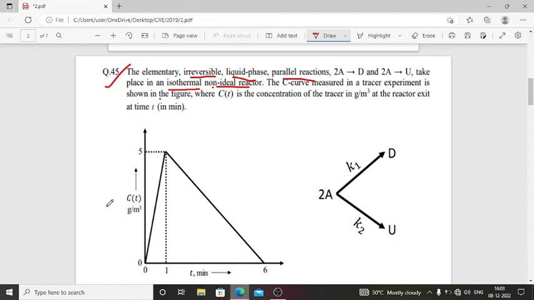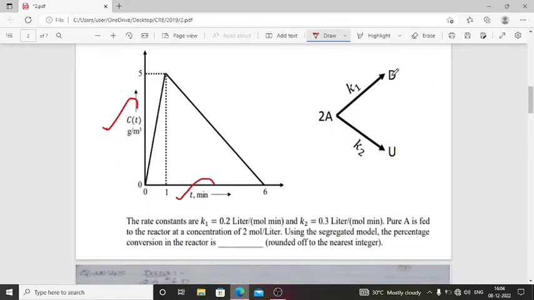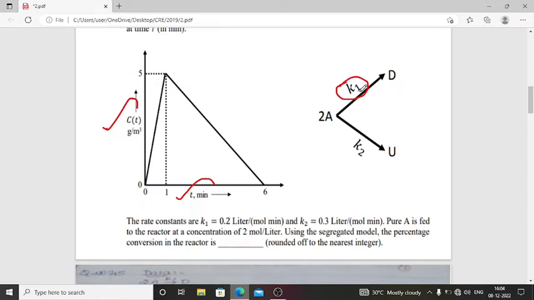In this figure, the y-axis is C of T, which is nothing but the concentration of the tracer in gram per metric cube at the reactor exit, at time T in minute, which is the x-axis. So this is a parallel reaction, 2A gives D and 2A gives U. Here 2A gives D has a rate constant K1, and 2A gives U has a rate constant K2.